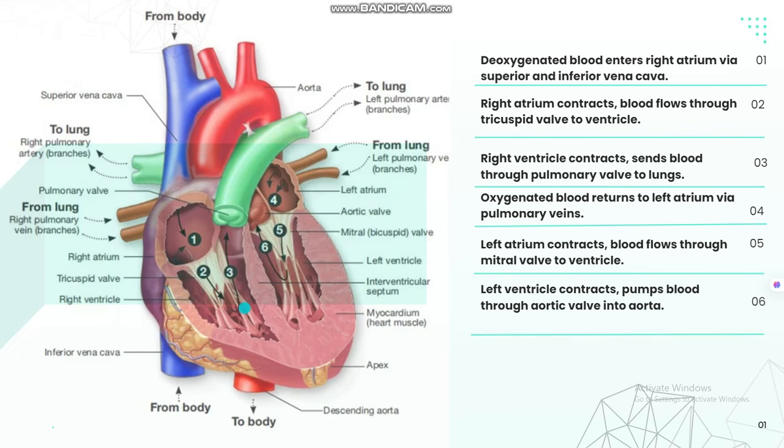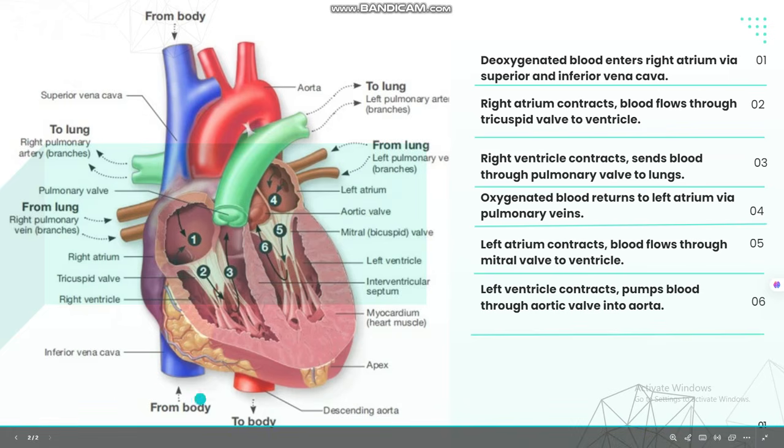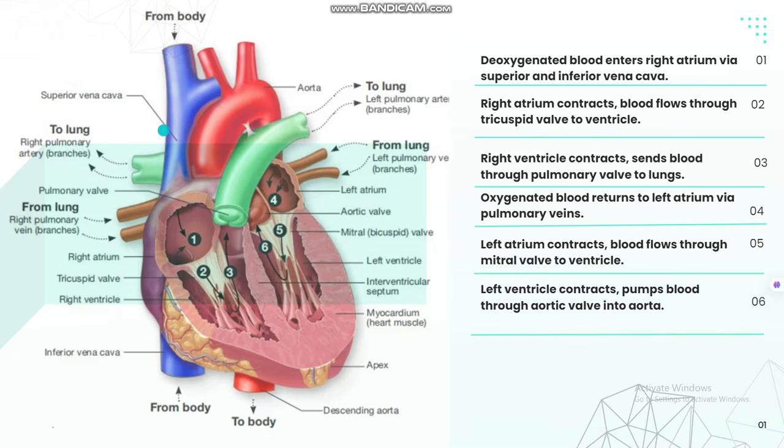So yes, now we'll enter into those 6 simple steps. First, in the first step, deoxygenated blood from the upper part of our body enters into the superior vena cava, and from the lower part of the body it gets into the inferior vena cava. So deoxygenated blood enters into the right atrium via the superior and inferior vena cava.